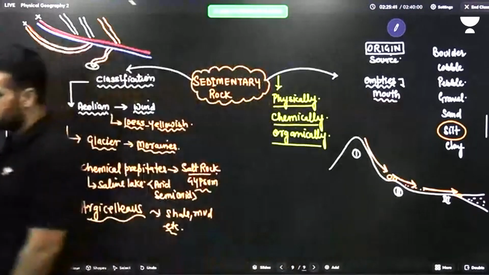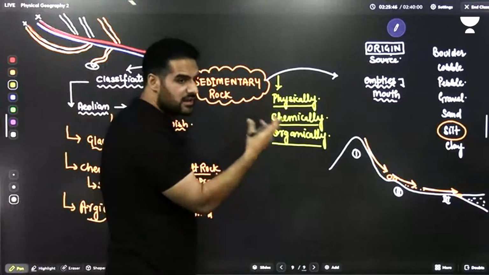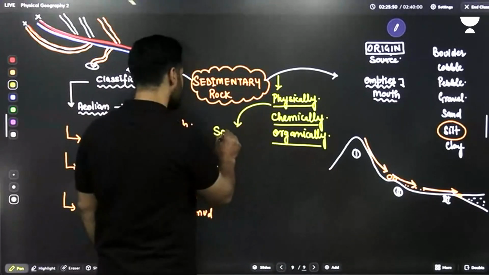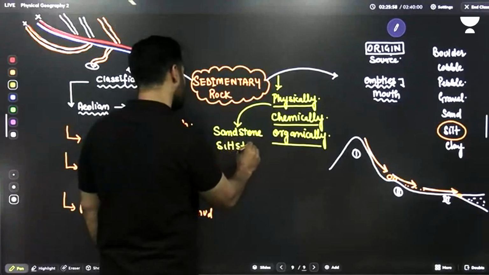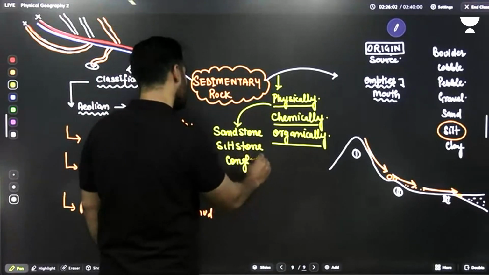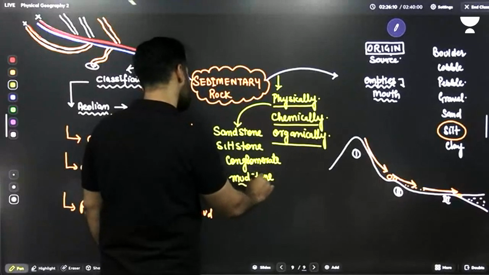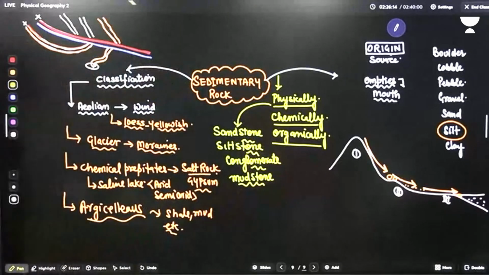When you talk about the physically formed sedimentary rocks, we have some examples there. मैं बता देता हूँ physically और mechanically क्यों कहते हैं. We have here sandstone. We have here siltstone. We have here conglomerate. और we have here mudstone. और इसी को शेल स्टोन भी कहते हैं. ठीक है? Now listen what it means.